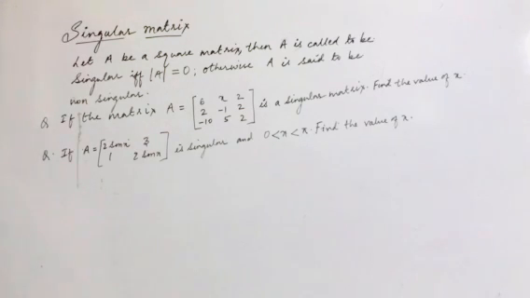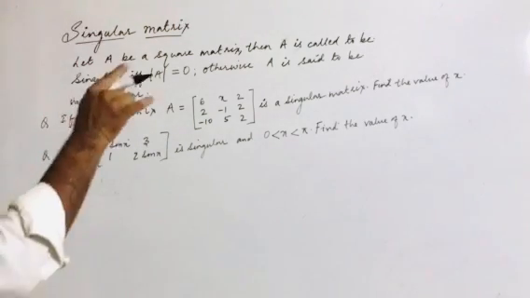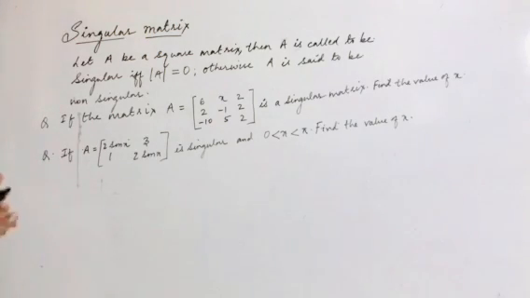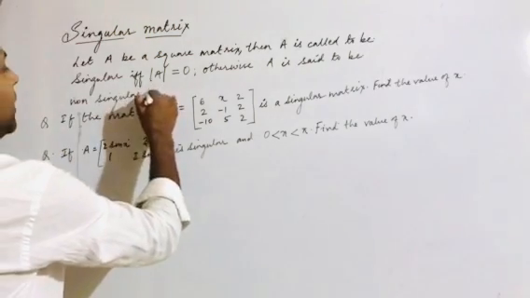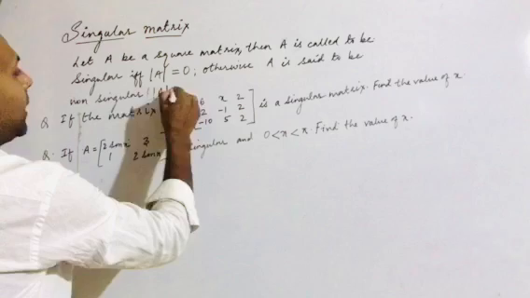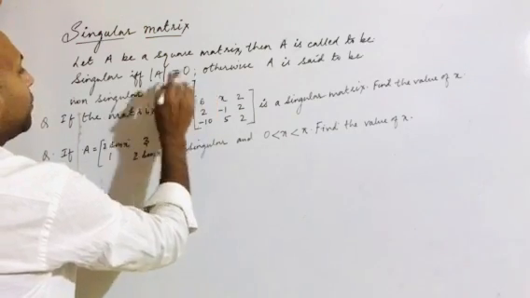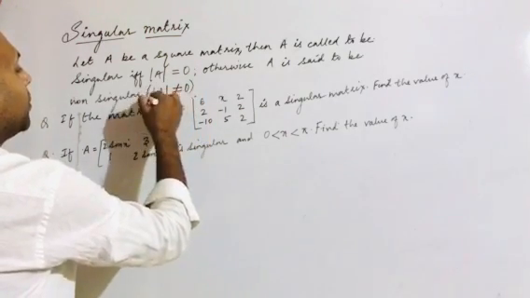Let A be a square matrix, then A is said to be singular if the determinant of A is equal to 0. That means if any square matrix is provided to you and you calculate the determinant of that particular matrix and the value obtained is 0, then we call it a singular matrix. Am I clear? And otherwise A is said to be non-singular. That means if the determinant of A is not equal to 0, we call it a non-singular matrix.